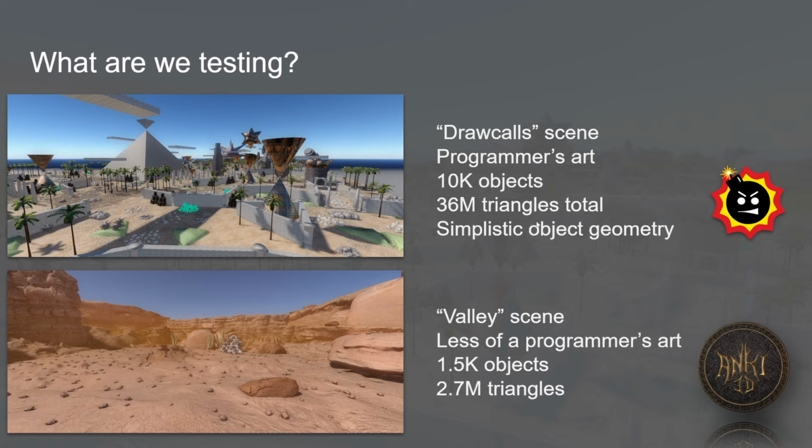The second scene has less programmer's art. It has more detailed meshes, but fewer of them. So it's like 1.5K objects and 2.7 million triangles in total.